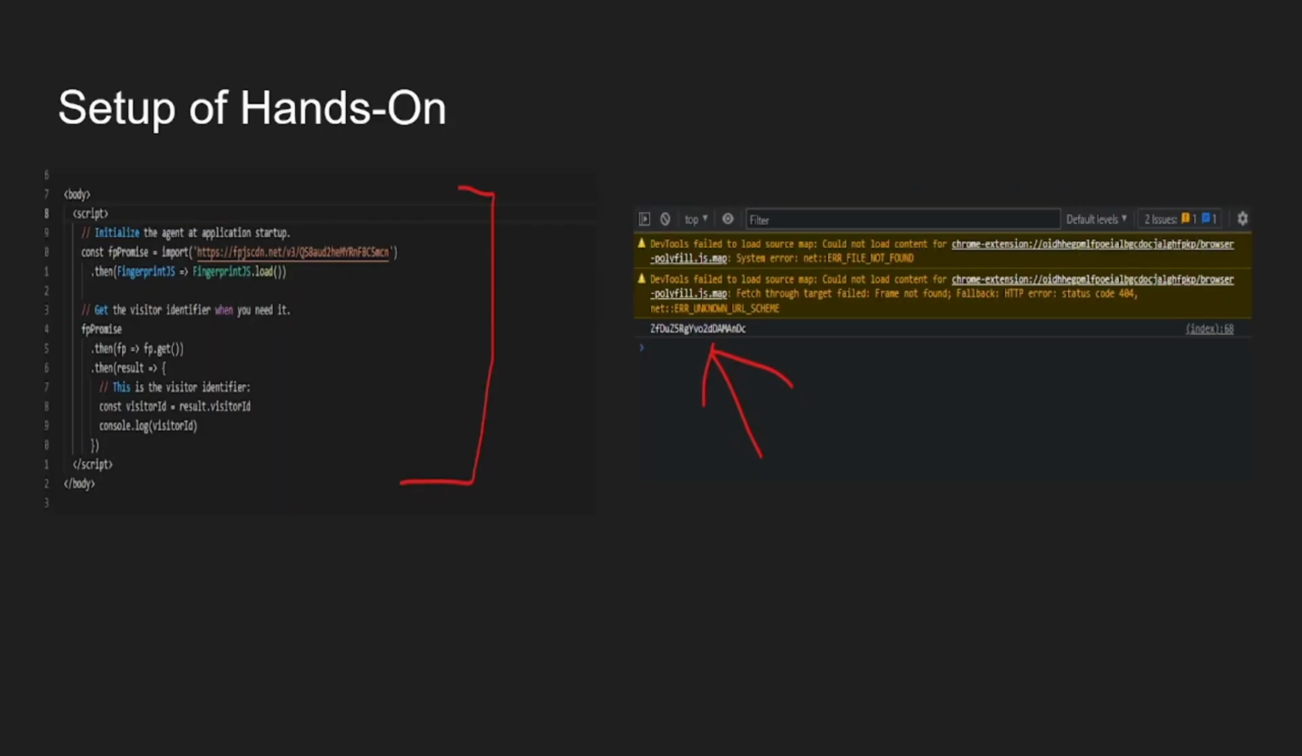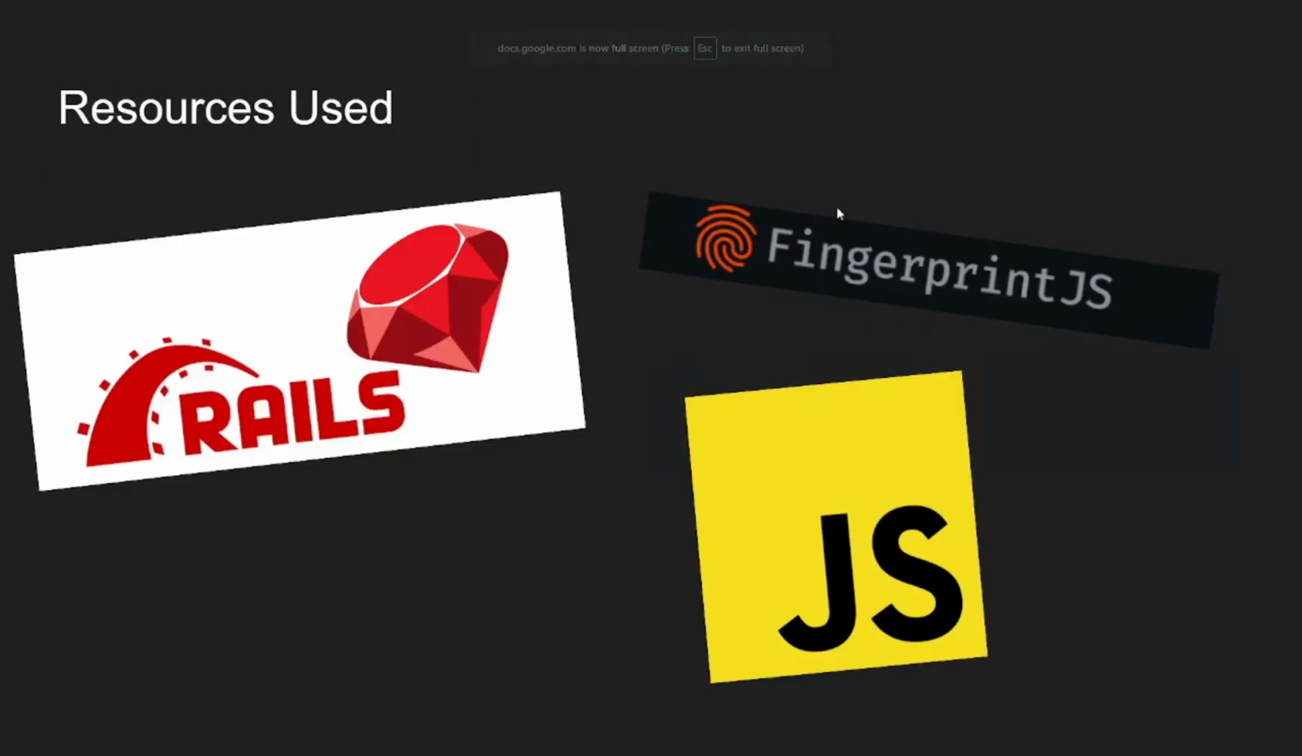So for the setup of our hands-on, we started with our JavaScript file, and when we put this in, it causes us to get a console output of our unique device identifier. We used many resources for accomplishing this hands-on demonstration. Our primary web service was set up with Ruby on Rails, along with some JavaScript and some HTML. After running into errors, we switched over to Fingerprint.js, which is an open source server-based API that allows you to log users.